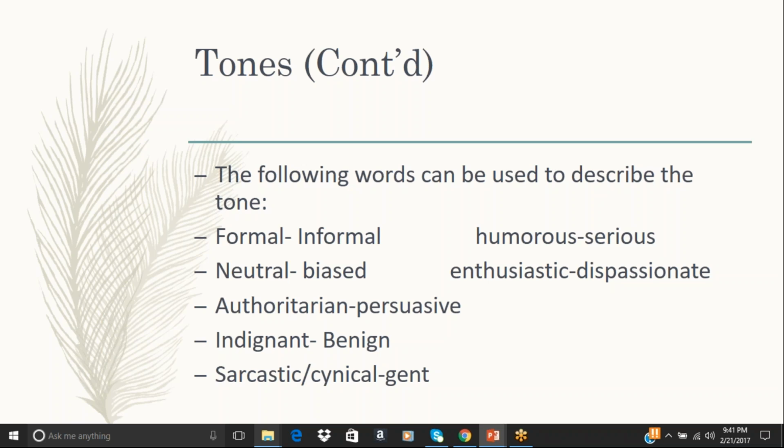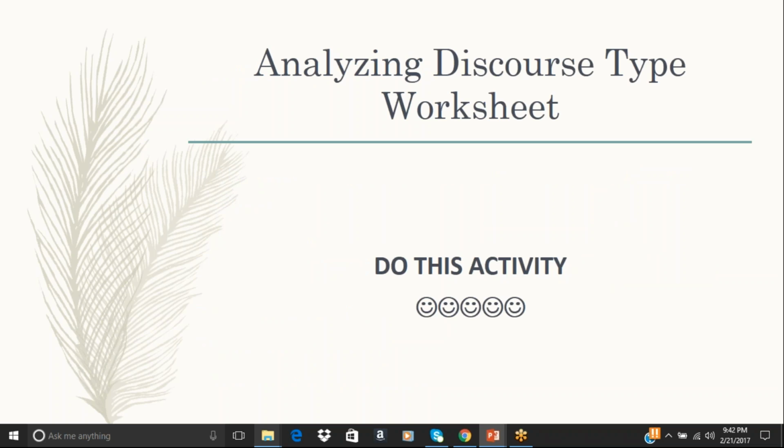Enthusiastic, dispassionate, authoritarian, persuasive. Indignant is suggesting somewhat that the person is harsh or using a matter-of-fact kind of tone, meaning that the person definitely wants to get across what it is that he has to say. So he is using an indignant tone. A benign tone is actually suggesting a neutral tone as well. All right, sarcastic, gentle, cynical can also be used in persuasive writing as well.